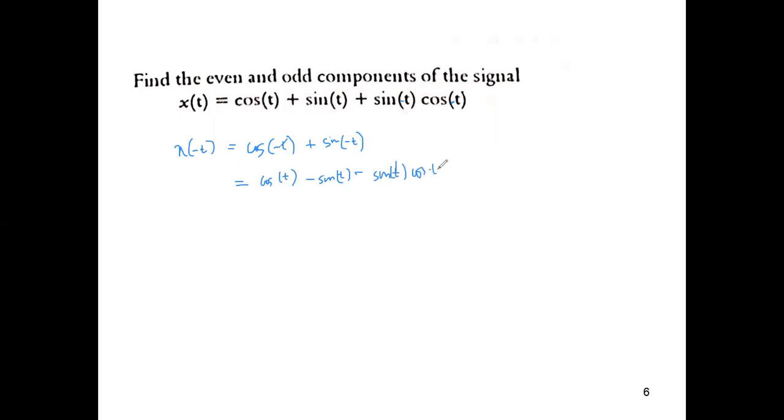Now if I add those, can you tell me what is the even component, x e of t? For that, you have to do x of t plus x of minus t divided by 2. So what is x of t plus x of minus t? Cos t plus sin t plus sin t cos t, plus cos t minus sin t minus sin t cos t. Whole thing divided by 2. So what will you get in the end?